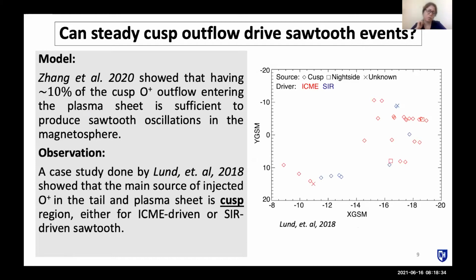Also, we have one observational case study which is done by Eric Land. He looked at the source of oxygen ions in the plasma sheet and also in the tail during ICME-driven Sawtooth and SIR-driven Sawtooth, and he saw that the main source of these oxygen ions is the day side cusp.